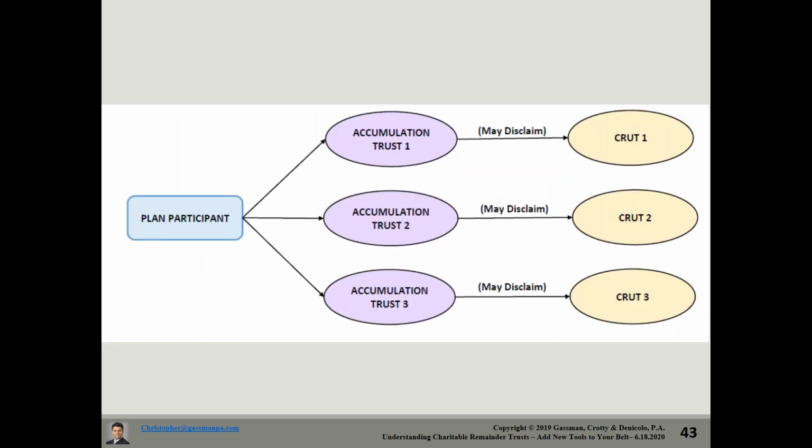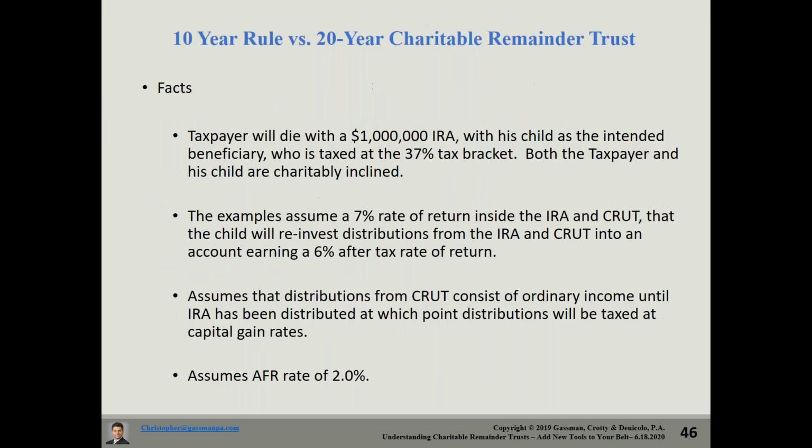Likewise, benefits can be left to an accumulation trust, which is a trust that can receive IRA benefits and qualify for that 10-year rule. The trustee of the accumulation trust could disclaim the benefits from the IRA so that they go into a charitable remainder unit trust, and you get this stretch CRUT that I've outlined. I'm going to jump ahead to really show you mathematically how this could work.